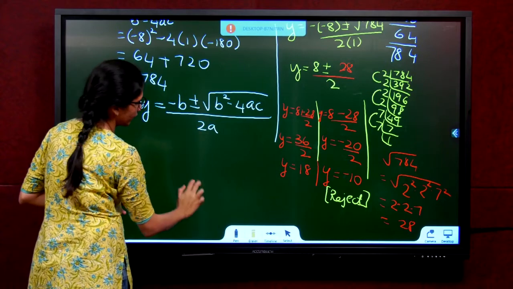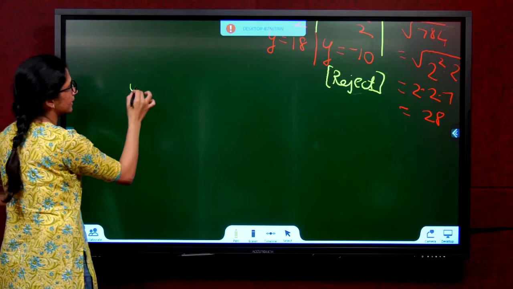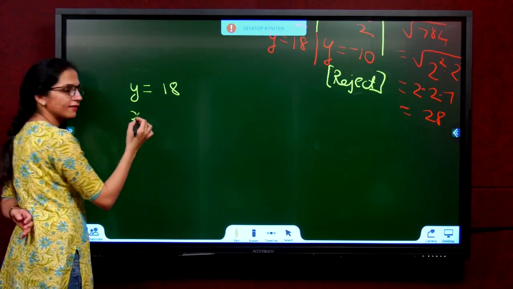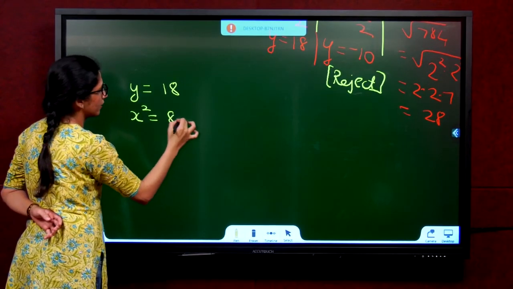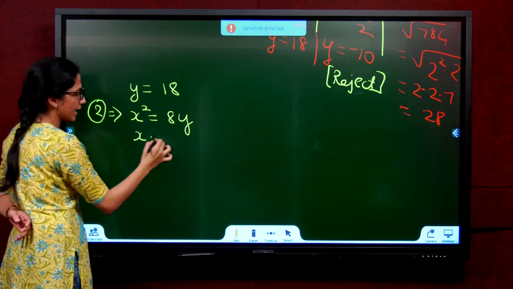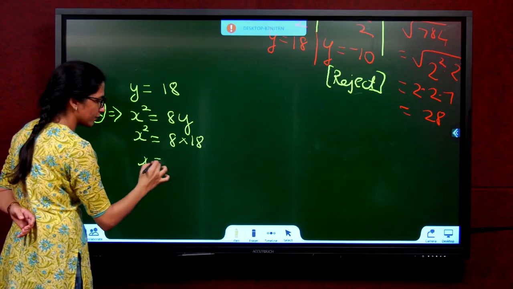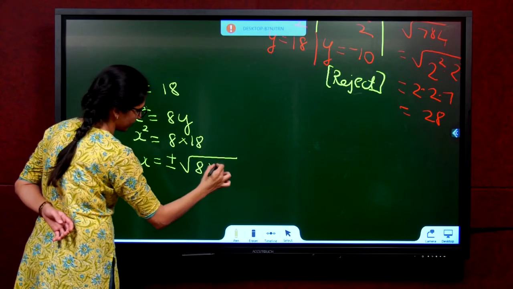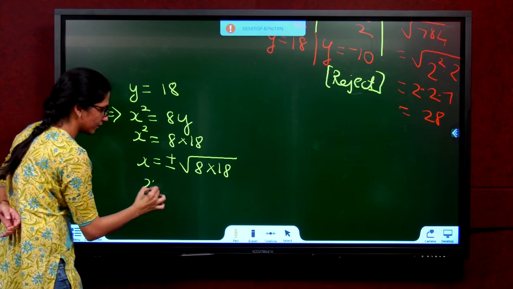So now let's proceed further. y is equal to plus 18. Continue now. Find the value of x. You can use either equation 1 or 2. x square is equal to 8y. Substitute. This is nothing but from equation 2. x square is equal to 8 into 18. x is equal to, whenever square goes outside, becomes plus or minus root of 8 into 18. One method is to multiply and then do prime factorization, or split it here only.